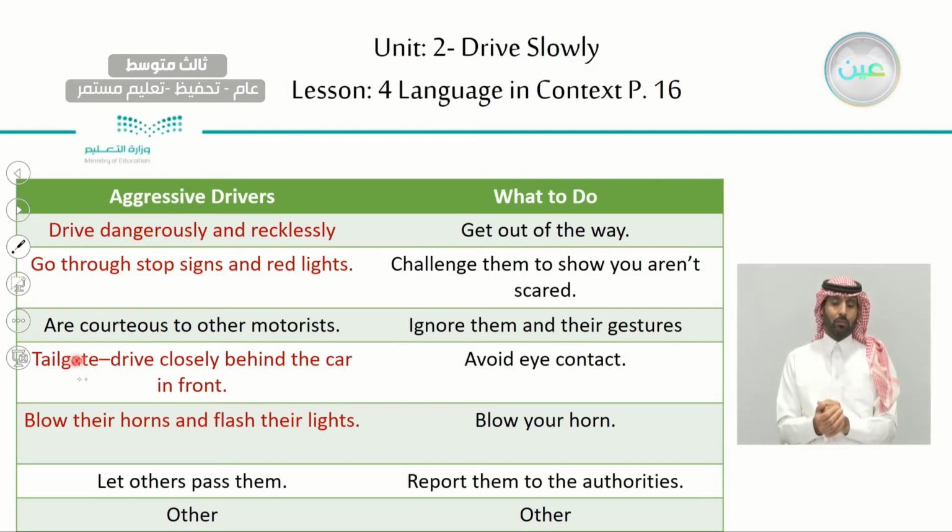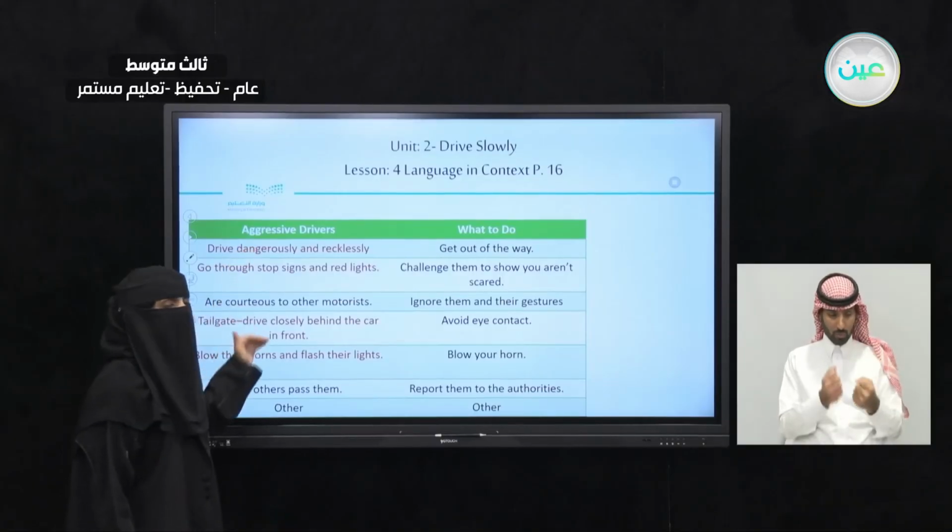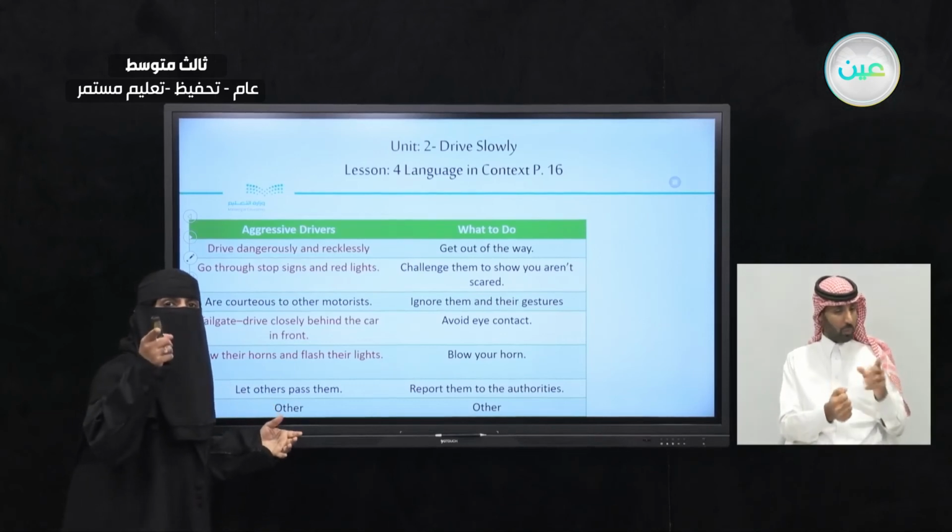And also he tailgates, driving closely behind the other car. He doesn't leave a space between him and the person in front of him, okay? They blow their horns and flash their lights, okay? So these are the things aggressive drivers do. Now, when you are driving and you see an aggressive driver, what should you do?